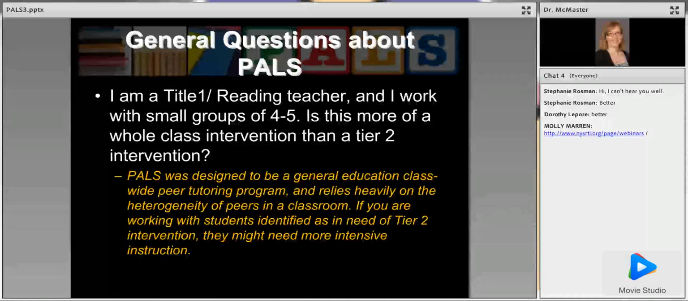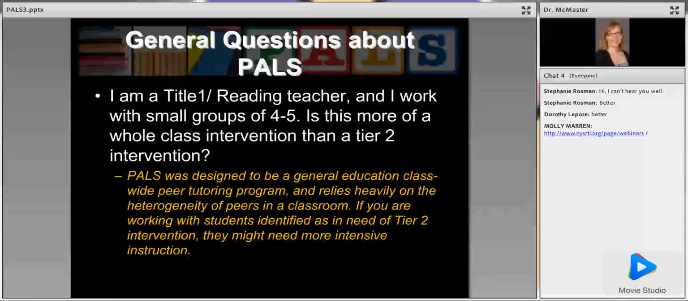And so the other piece is that PALS was validated as a whole class intervention. It has not been validated as a small group Tier 2 intervention. So I would just be cautious in recommending that you use it that way. And I would also think that if you're working with students who need Tier 2 intervention, they might need something more intensive, just depending on what their specific needs and strengths are in the area of reading.